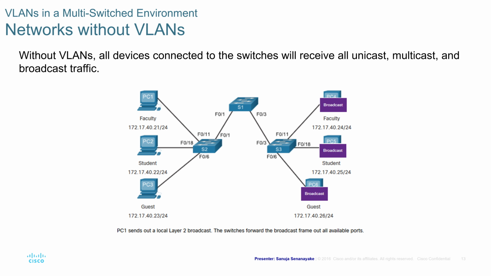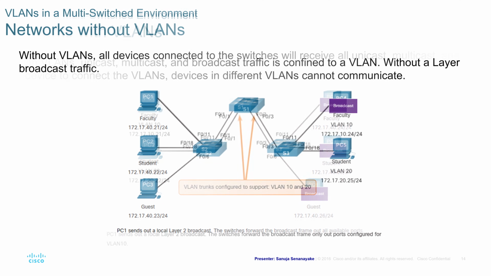Because if you have a network without VLANs, all devices connected to the switches will receive unicast, multicast, and broadcast traffic. The only one that will break that broadcast domain, remember, would be a router. Unless you have a router in the middle right here, every broadcast, multicast, and unicast traffic from this side of the network will be sent to this side of the network and in between the devices. So that's what happens if you have a network without VLANs.